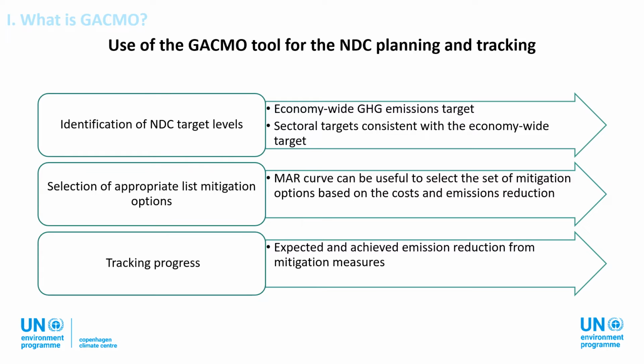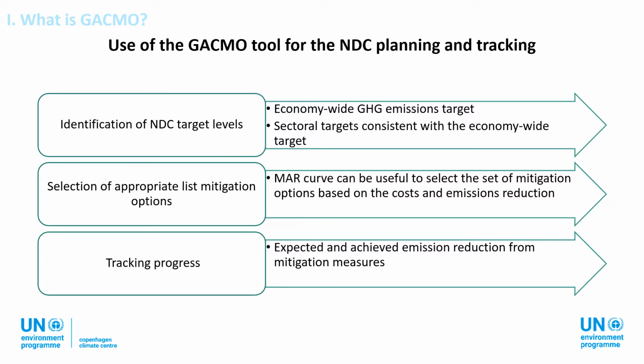GACMO tool can be used for NDC planning and tracking. It can also be helpful to identify NDC target levels, for example by estimating economy-wide GHG reduction target, as well as in quantifying the sectoral targets, which will be in line with the overall economy-wide target. It can also be a useful tool to select an appropriate list of mitigation options.